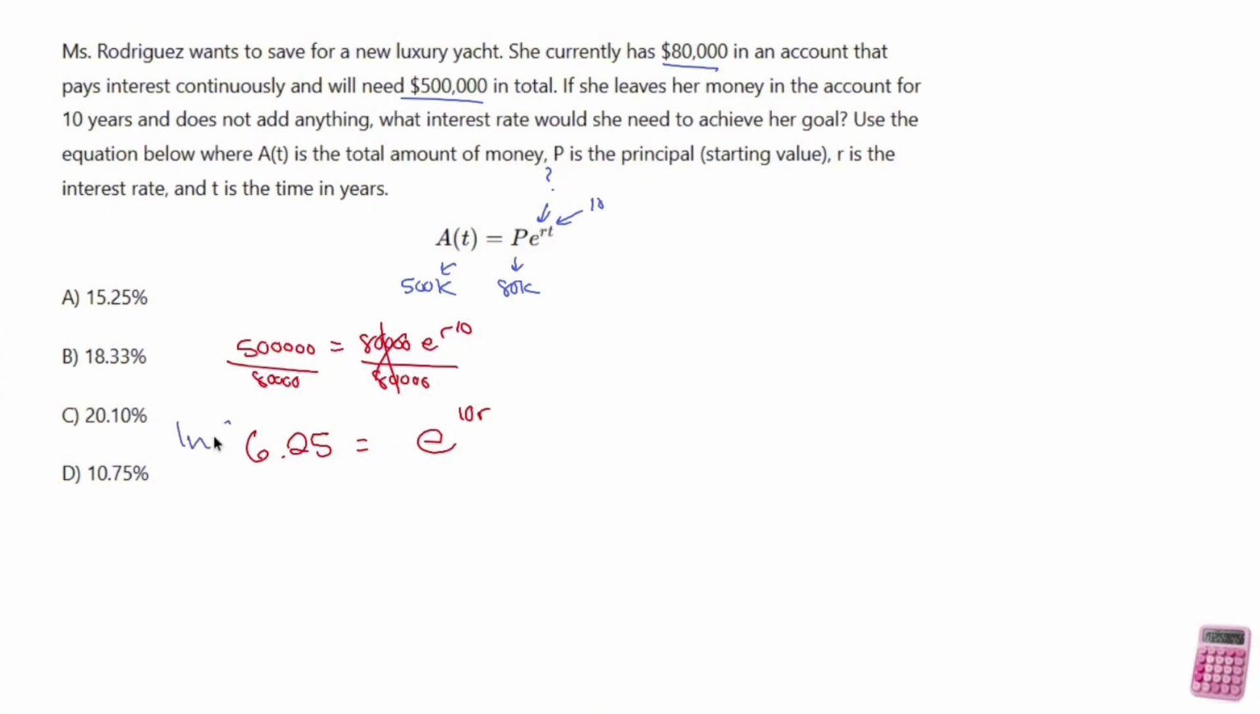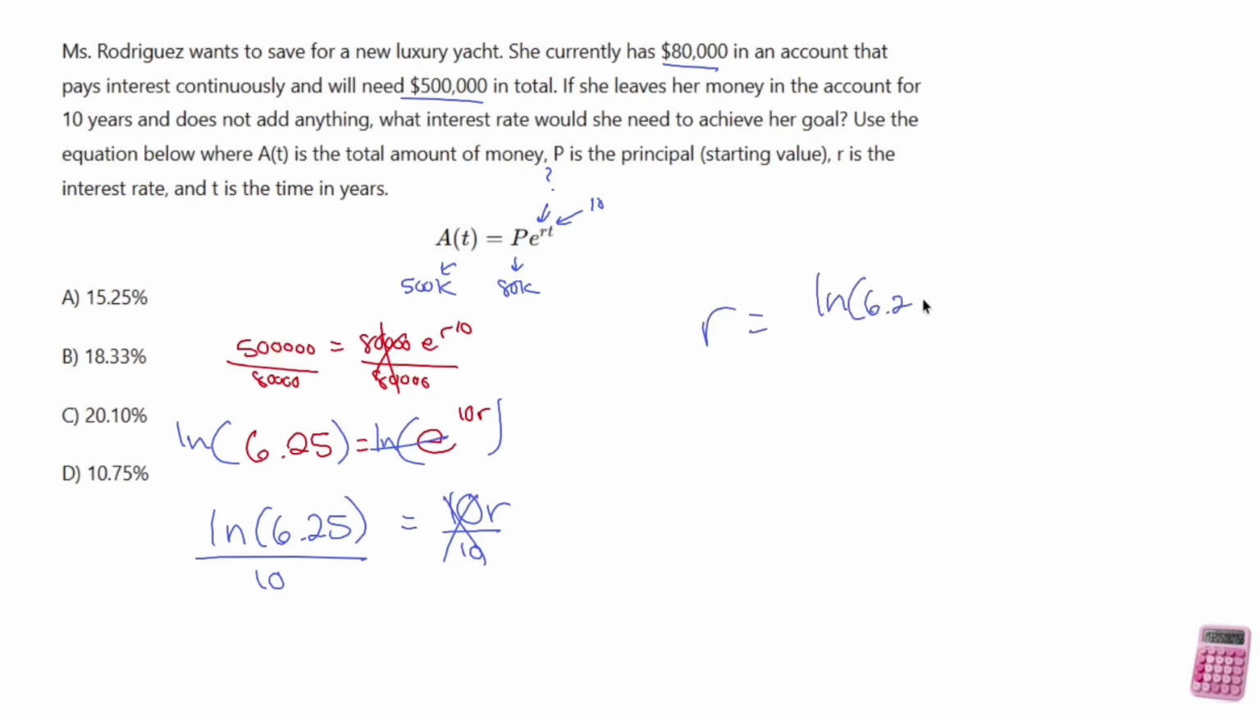Let's ln both sides, because I forgot about that step. Ln both sides, cross out the e. That leaves me with ln of 6.25 equals, drop down the 10r. Divide both sides by 10, and now we could just throw all this into our calculator in one step. So r is going to equal whatever ln of 6.25 over 10 is.